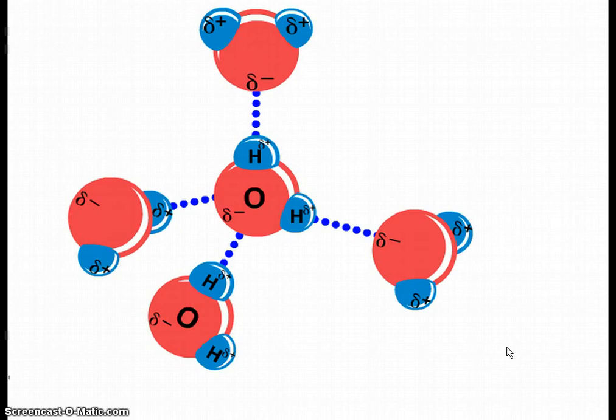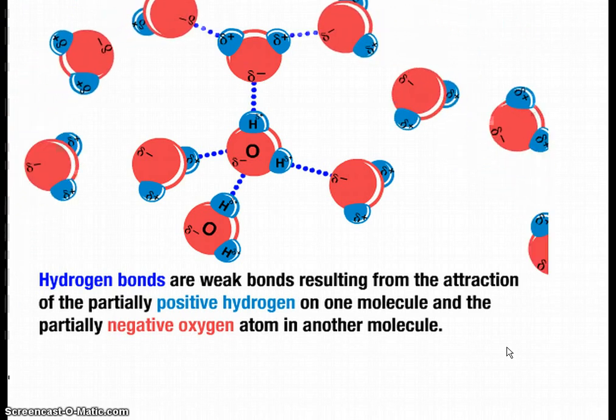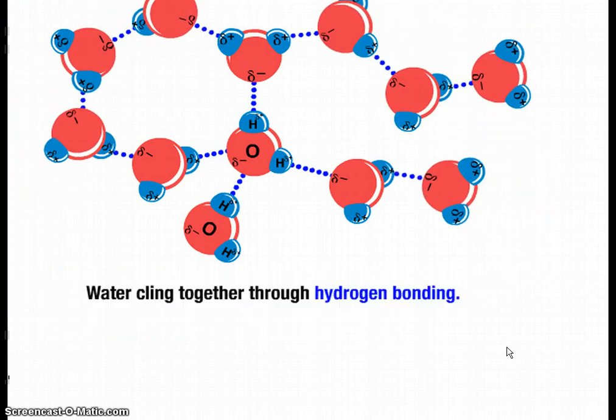Now in a sample, there's going to be a million water molecules, and so they are all going to form a big matrix of attraction. This lattice looks similar to the one we saw in the previous animation, where it shows why ice is less dense than the liquid.